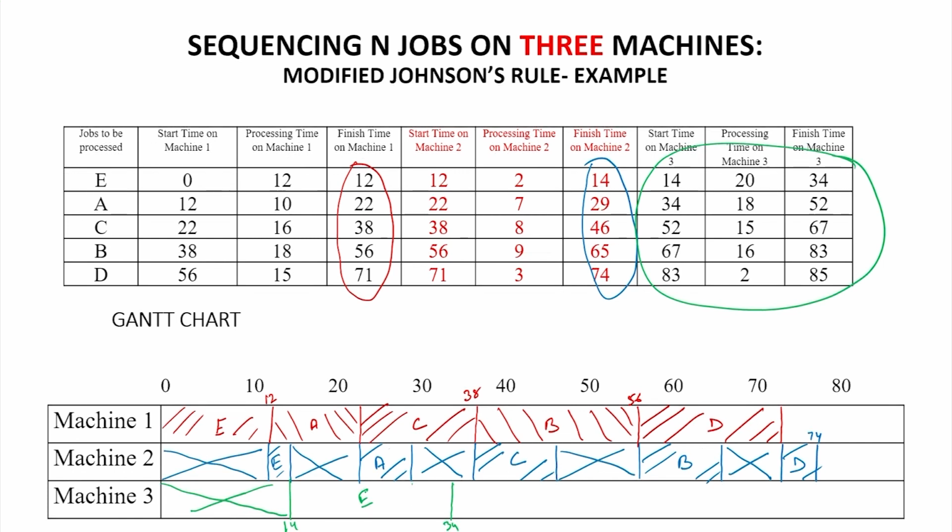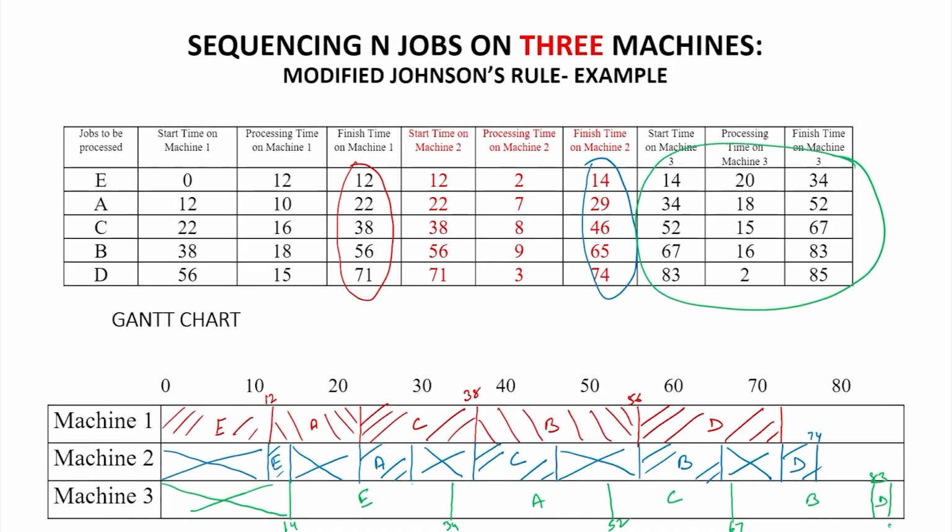After doing that, 34 to 52 is my job A. Then 52 to 67, this is 67, somewhere here. This is job number C, and then 67 to 83, job number B, and then 83 to 85, job number D.